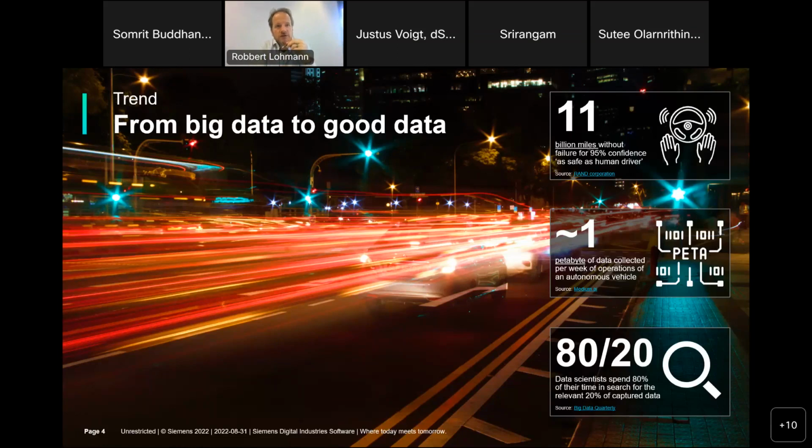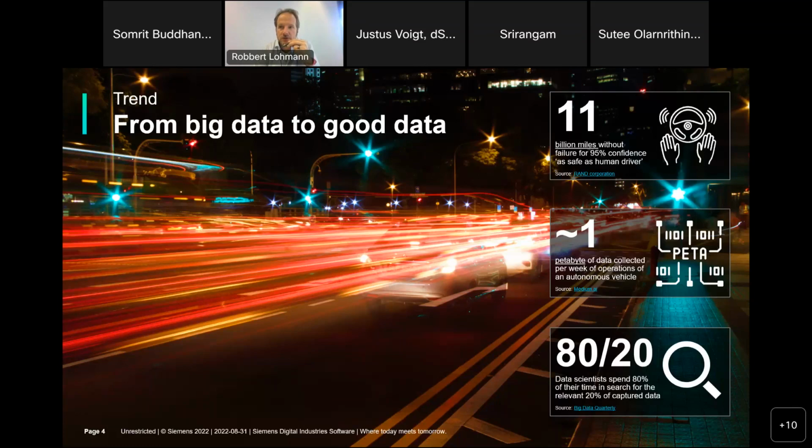So one of the trends is from big data to good data. So if we're driving a lot of miles to prove the safety of these autonomous cars, whether you drive them virtually or whether you ultimately test them on the road, you want them to run the certain miles to make sure that the performance of the vehicle is as intended. There have been huge calculations about the number of miles that's required to prove that a functionality works. And that's the number of miles you need to drive without failure. So the 11 billion miles is a calculation that is valid for autonomous vehicles.